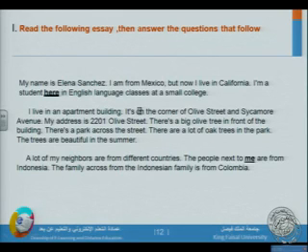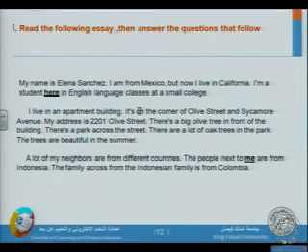My name is Elena Sanchez. I am from Mexico, but I now live in California. Students here are taking English classes at a small college. I live in an apartment building. It is on the corner of Olive Street and Sycamore Avenue. My address is 2201 Olive Street. There is a big olive tree in front of the building. There is a park across the street. There are a lot of oak trees in the park. The trees are beautiful in the summer. A lot of my neighbors are from different countries.